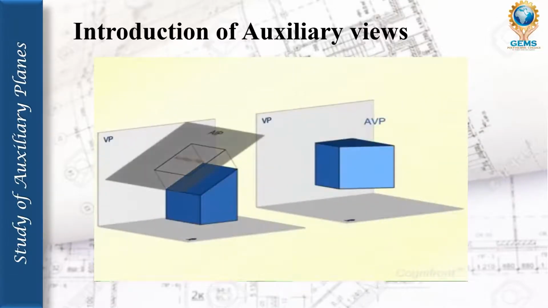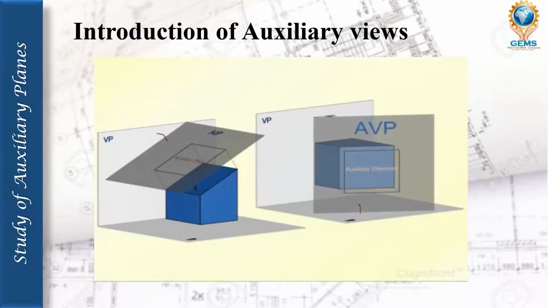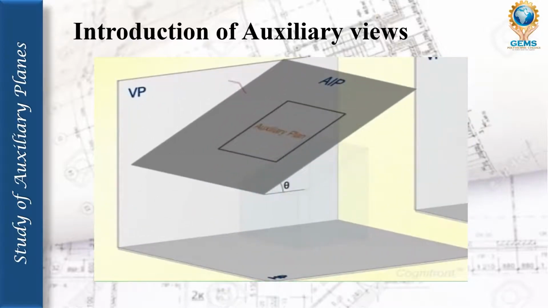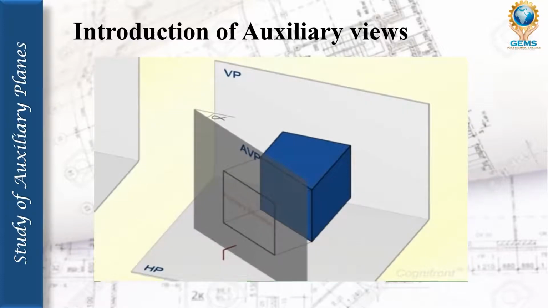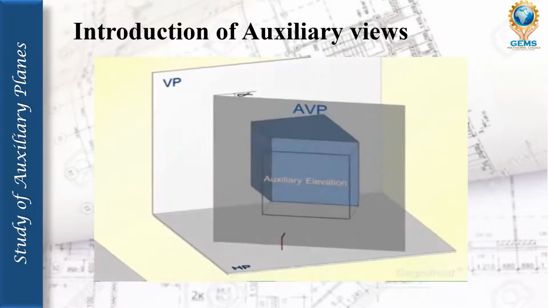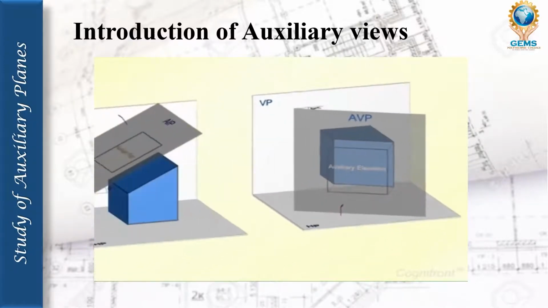The auxiliary planes are of two types. First is auxiliary inclined plane AIP, and second is auxiliary vertical plane AVP. AIP is always perpendicular to VP and inclined to HP at an angle theta. Projection on this plane is called auxiliary plan or auxiliary top view. On the other hand, AVP is always perpendicular to HP and inclined to VP at an angle alpha. Projection on this plane is called auxiliary elevation or auxiliary front view.